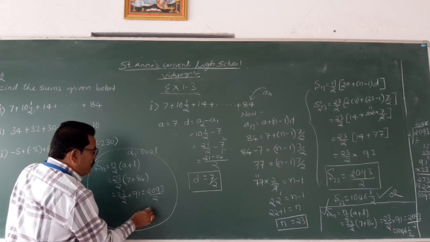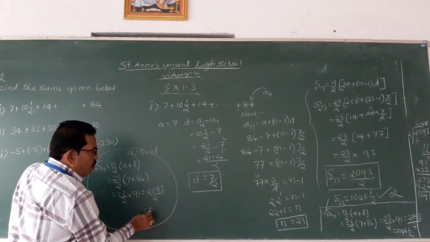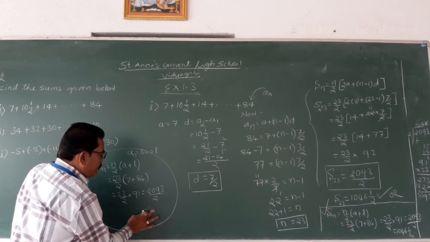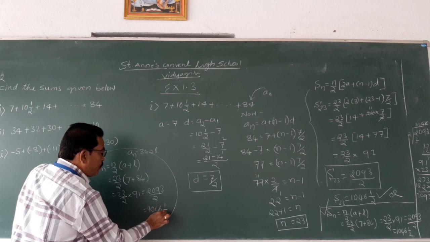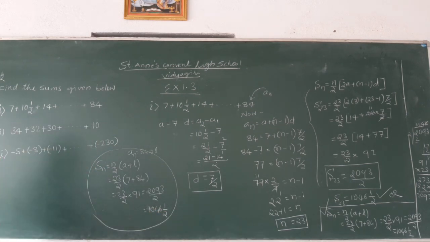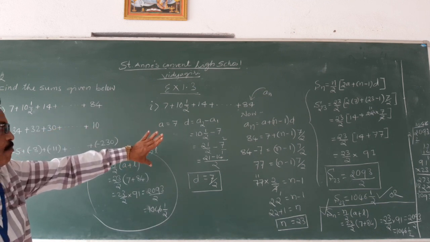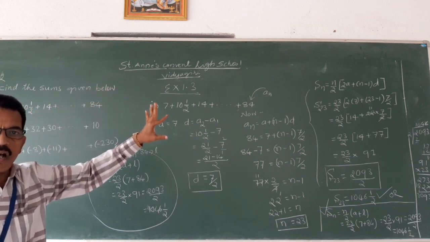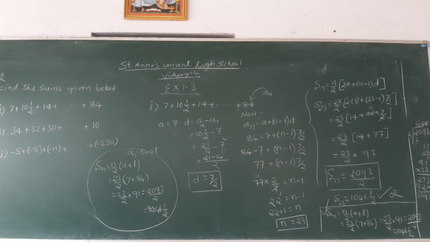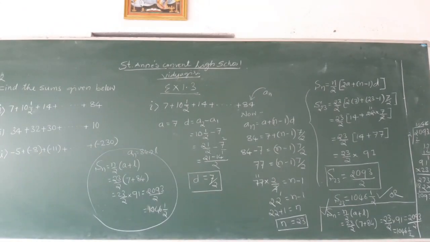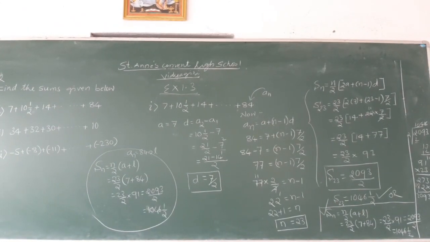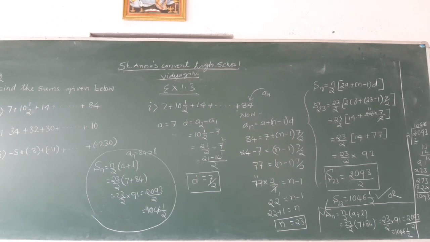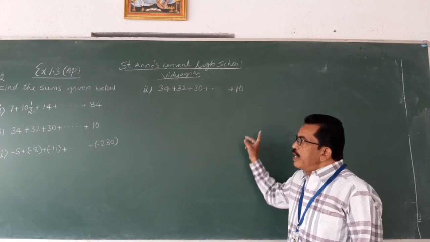After converting into a mixed fraction, 1046 1 by 2. See, this is the method how to solve when the sum of given APs is asked. Okay, let us move to the second one.